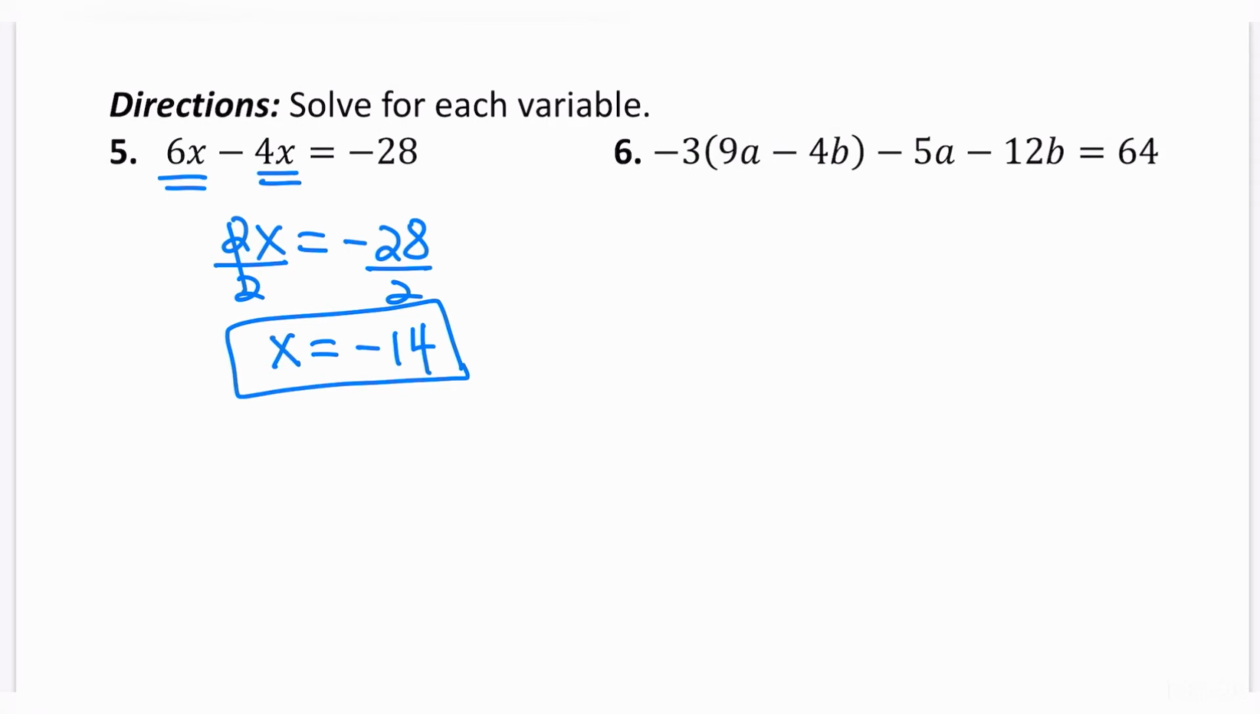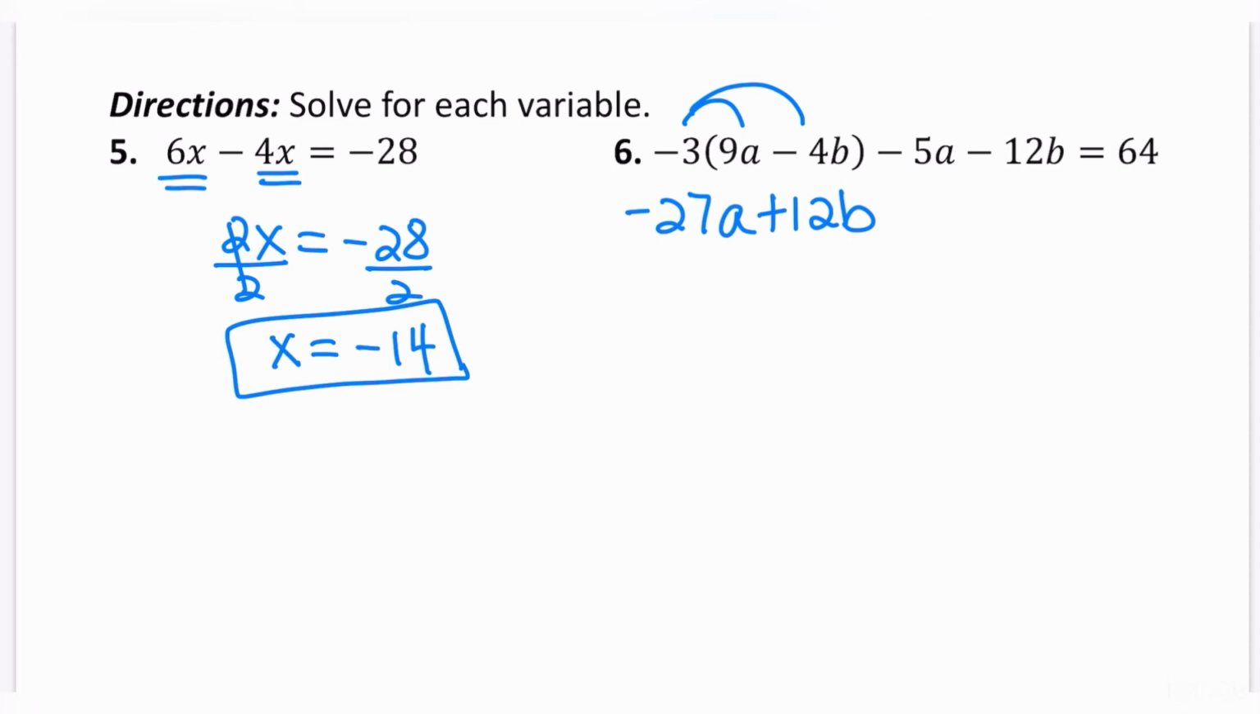So in number 6, we have an equation and we have parentheses. So I'm going to start by distributing. I'm going to write negative 27a. Distribute again, plus 12b. Because of the parentheses, see how the parentheses ends right here, I do not keep going negative 3 times negative 5. No, no, no, you do not do that, okay? Wherever the parentheses ends, that's as far as you go.